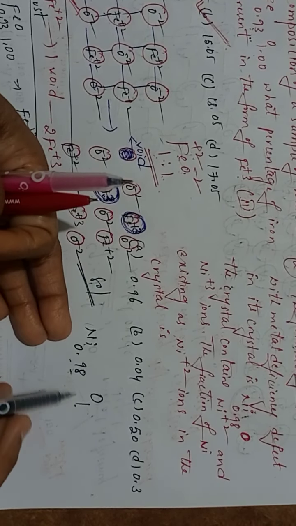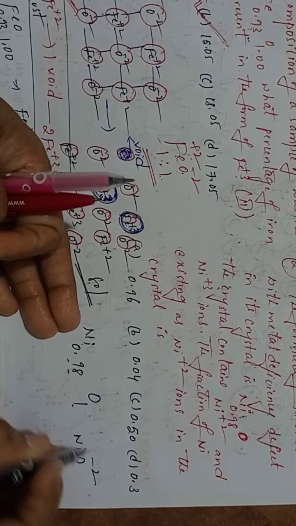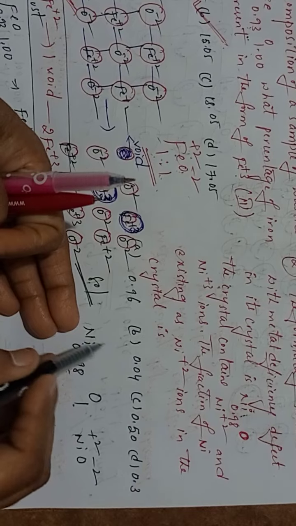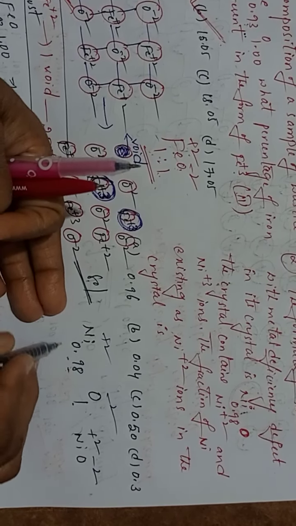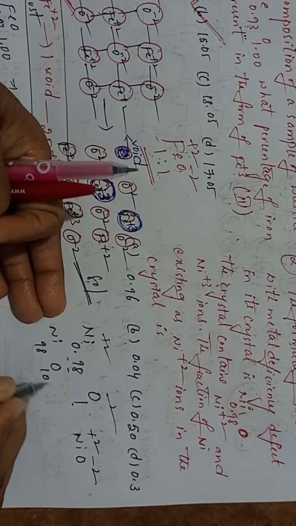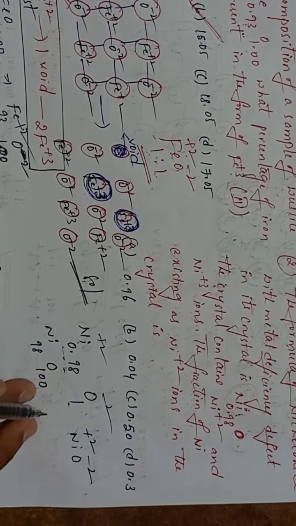Now see, students, here in nickel oxide, oxygen has oxidation number minus 2, nickel is plus 2. Now just multiply with 100, then what will you get? Nickel 98, oxygen 100, correct? Just multiply these numbers with 100, students. You will get this one.